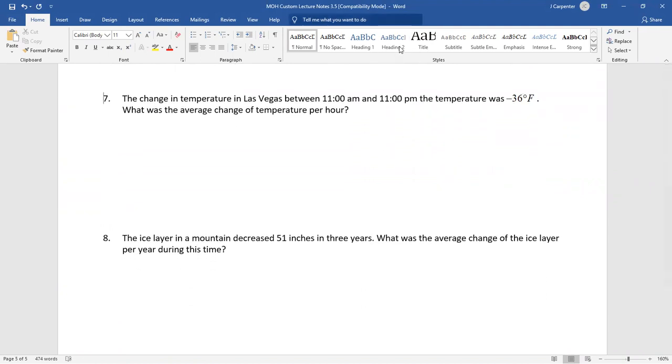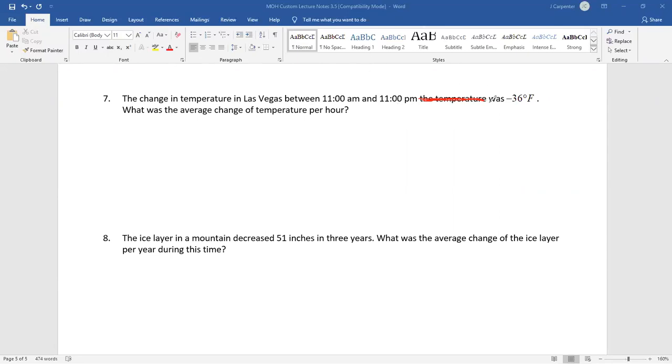The change in temperature in Las Vegas between 11 a.m. and p.m., so over a 12-hour period. They have an extra the. The change in temperature in Las Vegas between these two times was, silly textbook writers. Not like I wouldn't make a mistake ever in my life.